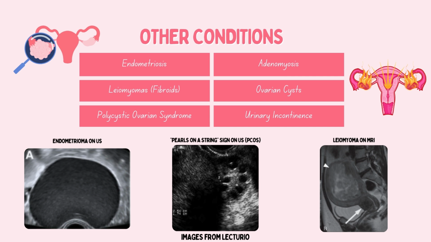Also, make sure you order a beta HCG to rule out pregnancy, and for tumors suspicious of malignancy, order tumor markers like CA125, alpha fetoprotein, and beta HCG.